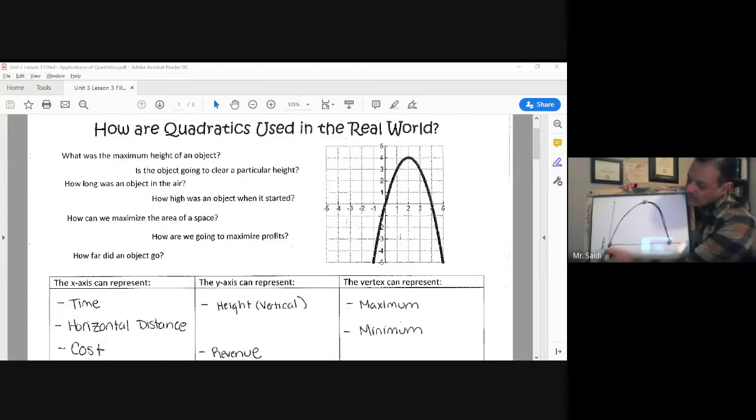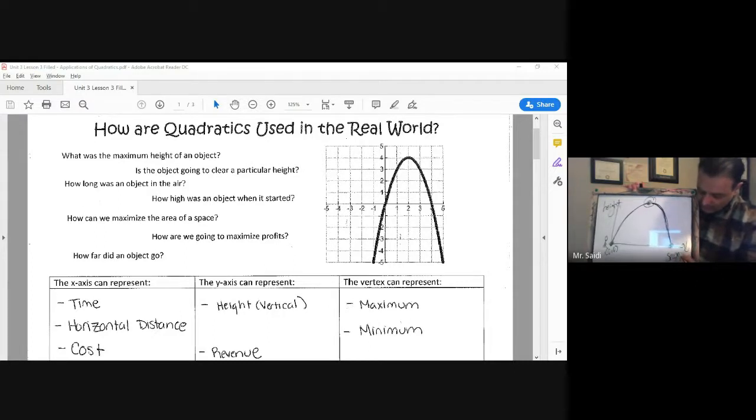So for instance, this is at 0, 0, and on the notes it says that the x-axis can represent time, horizontal distance, or cost, depending on the problem, and the y-axis can represent stuff such as height, revenue, etc. And anytime the problem is asking you about a maximum or minimum, that's usually your vertex, the highest point or the lowest point in a function. In this case, let's say the y-axis is the height of the football, and t or x measures time in seconds.